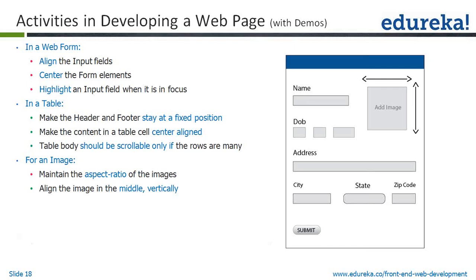He or she may get the requirement that the header and footer should stay at a fixed position, whereas the content in the table should be scrollable, and the table should be center aligned. Say if it is an image, then he might have got a bug saying that the image got stretched horizontally. You need to maintain the aspect ratio, and then probably he may have to align the image in the center along the horizontal direction, also center vertically, and so on.